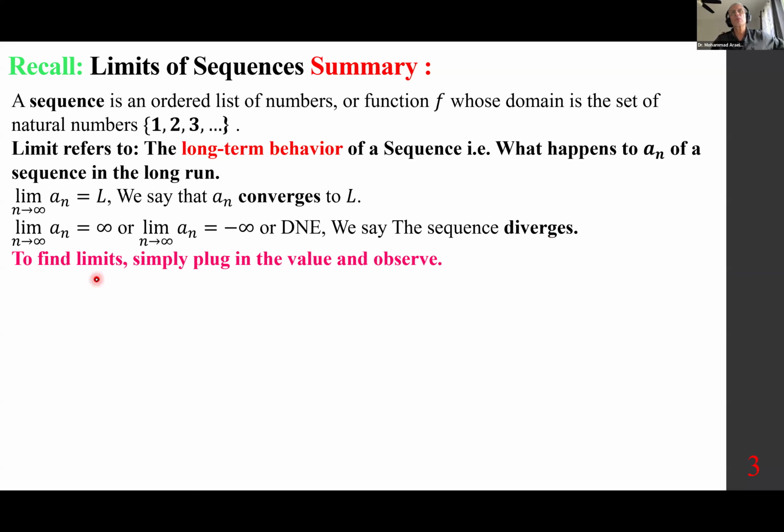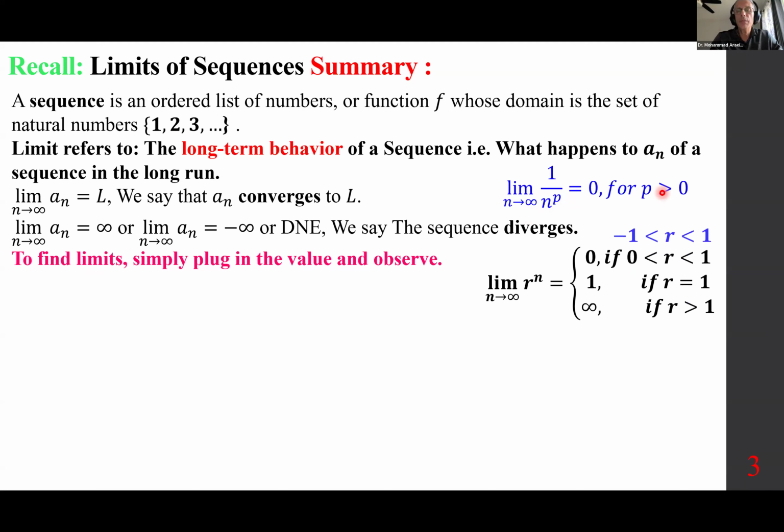And to find limits, we simply plug in infinity. There are a couple of theorems we want to discuss. The limit of 1 over n to the power of p as n approaches infinity is 0, as long as p is positive. The limit of r to the power of n as n approaches infinity depends on the value of the base r. If it's between negative 1 and 1, it is 0. If it's 1, it is 1, and if it's larger than 1, it goes to infinity.